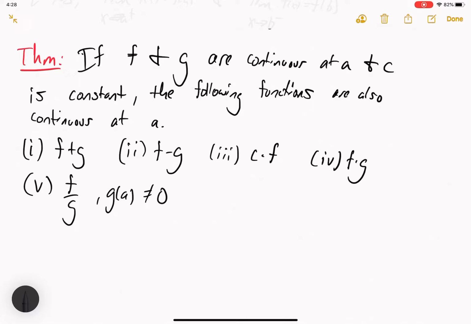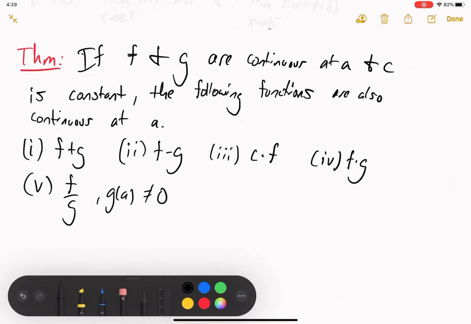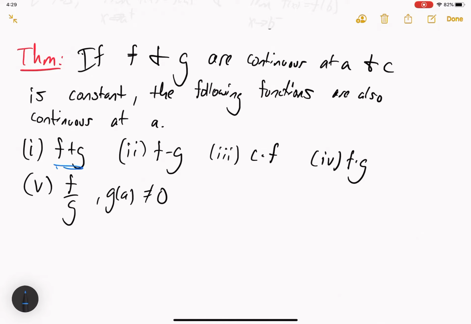So again, I kind of wrote it a bit vague, but the idea is the sum of continuous functions is continuous. So the sum of two functions is continuous. The difference of two functions is continuous. If you have a continuous function being multiplied by a constant, again, that's continuous. If you multiply two continuous functions together, you get a continuous function. If you divide two continuous functions, then you still get something continuous, but only if the bottom piece isn't equal to 0.